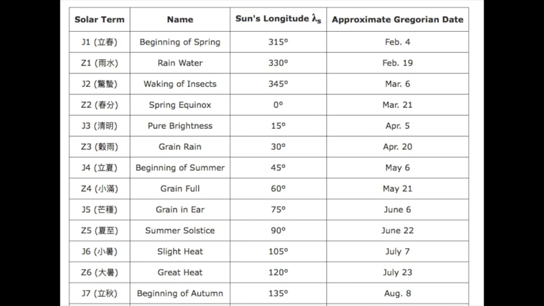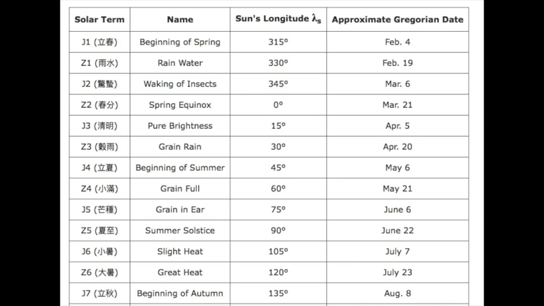Then rainwater. Sun's longitude 330 degrees, which is Jesus Christ died at 33 years old. And approximate date is February 19th, and this year is exactly February 19th.